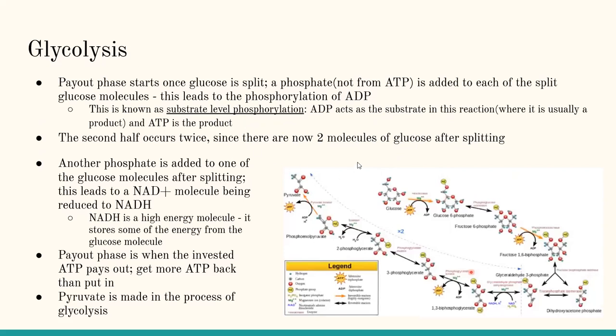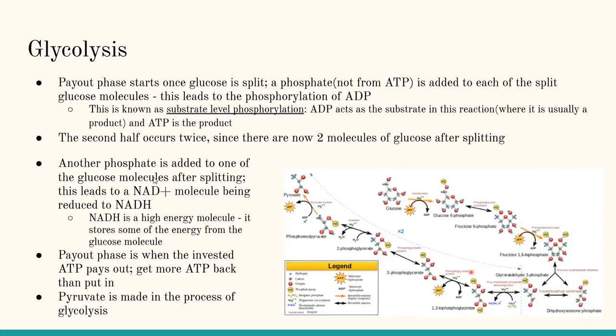And then the second half of glycolysis occurs. This second half of glycolysis occurs twice because now there are two molecules of glucose. You should keep this in mind. It's a recurring theme through this and through the Krebs cycle later on, where technically everything we talk about happens twice because it was split into two. So one glucose molecule leads to all these things happening twice.